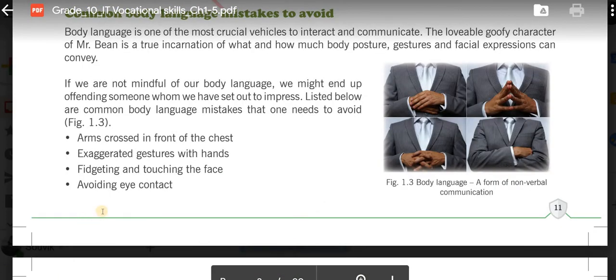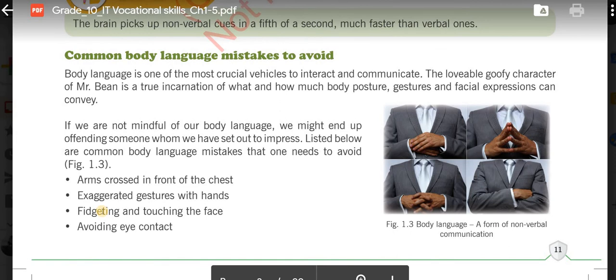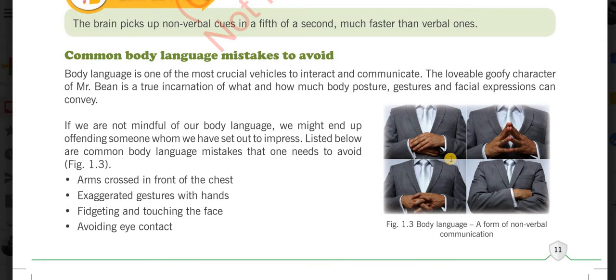So, common body language mistakes to avoid. There are some body language mistakes we make that should be avoided before we go to a serious place like an interview or a stage. In this picture you can see some good postures that you should follow before you go to a serious place like that. So there are some body language mistakes.